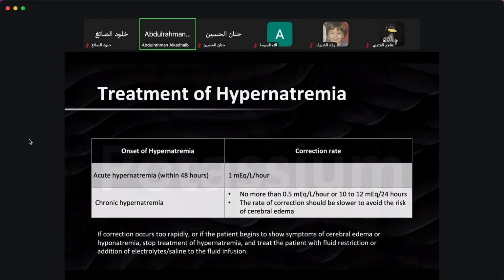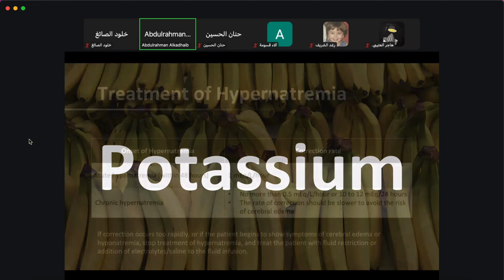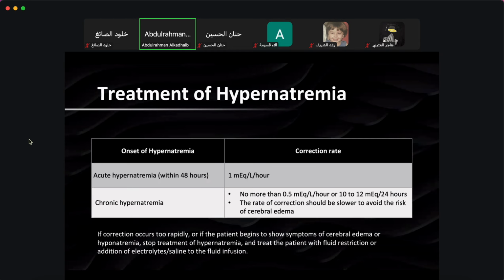So that's it with hypernatremia and hyponatremia. One more thing about the correction rates for those two conditions: to achieve the correction rate, there are some equations that we can use. There are so many equations available. I did not include them in the presentation because I don't expect you to memorize them. Just know that there are equations that can help us get an infusion rate and achieve the recommended correction rate for those two conditions.